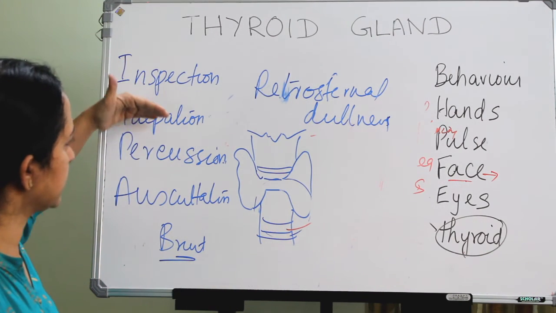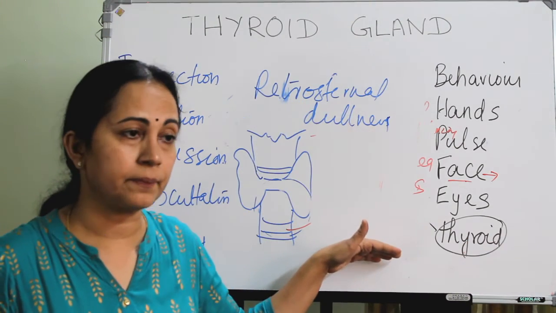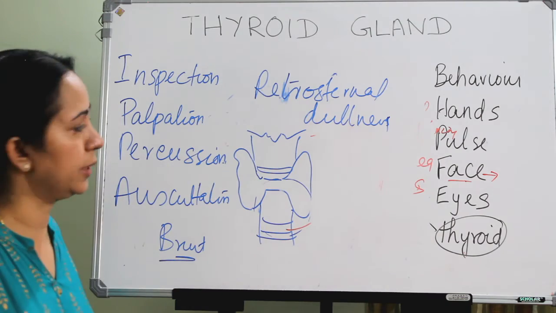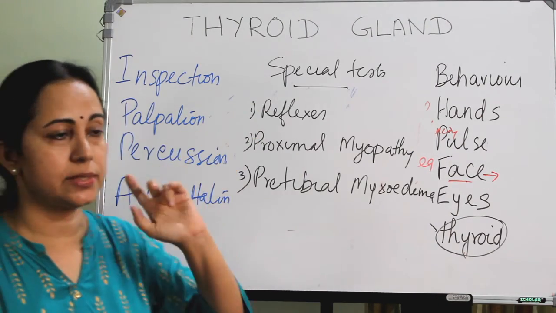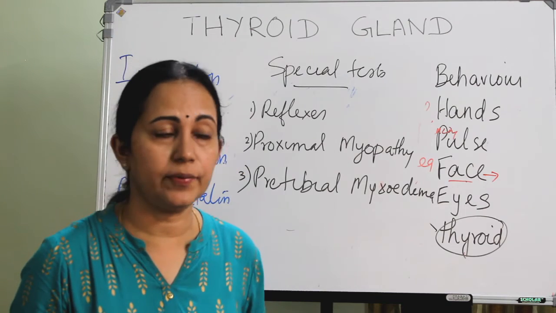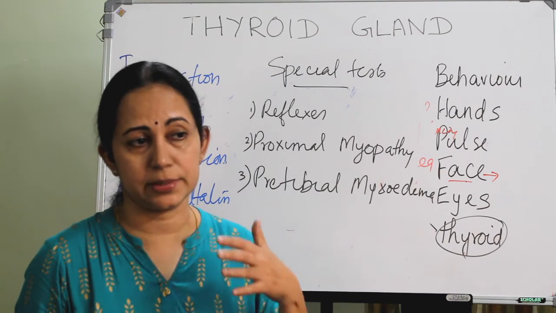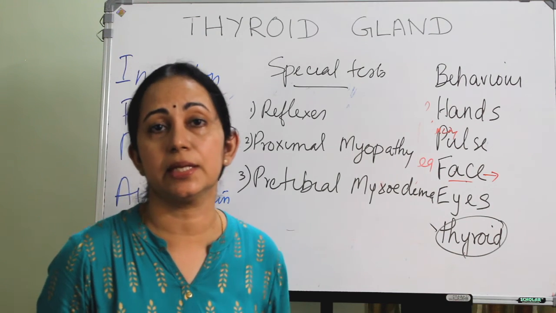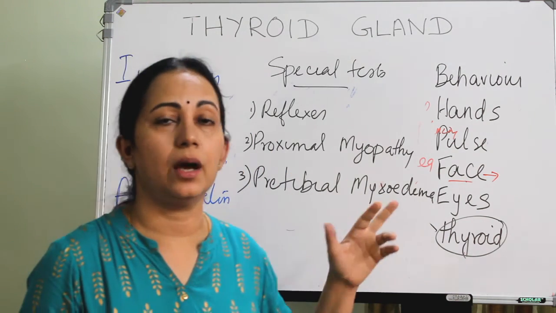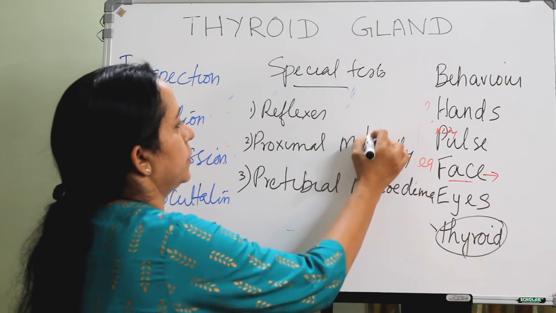So that is inspection, palpation, percussion and auscultation of the thyroid, all these parts. And there are also some special tests for thyroid gland examination. One is reflexes. I already told you the need of a tendon hammer. With that, look for reflexes. And if there is hyporeflexia, sluggishness of the reflexes is seen in case of hypothyroidism. Okay. And proximal myopathy. How will you do that? Proximal myopathy is seen in hyperthyroidism. Okay, hyper.